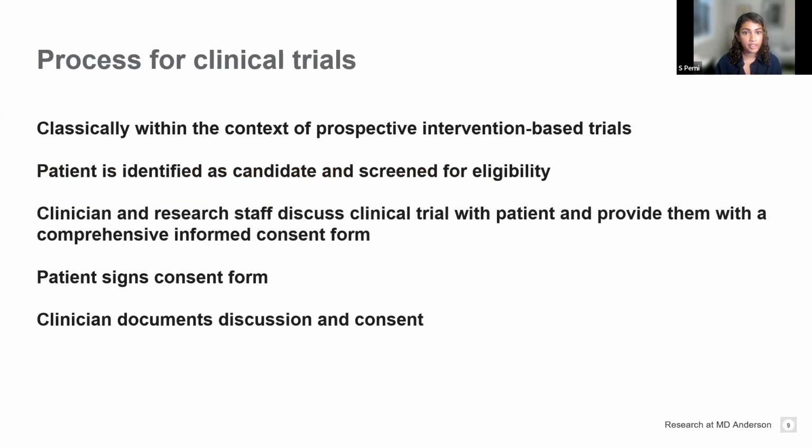So within prospective intervention-based trials, patients are typically identified as candidates and screened for eligibility. And then the clinician and research staff discuss the clinical trial with patients and provide them with a comprehensive informed consent form. There was a study showing that the mean number of pages for these forms is something like 21 pages. So they're quite lengthy. It's quite a lengthy discussion and addresses every feature of the trial. The patient signs a consent form and the clinician goes on to document.